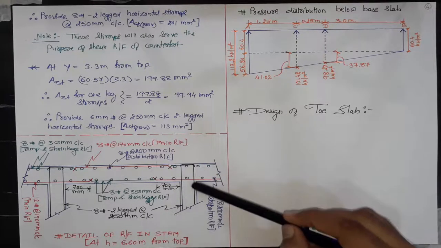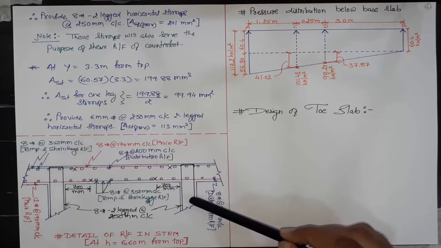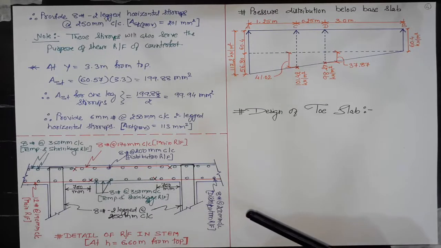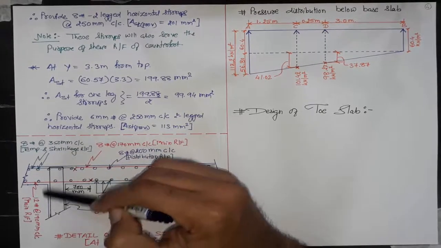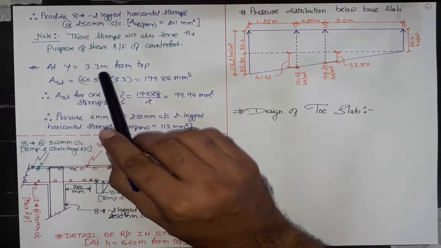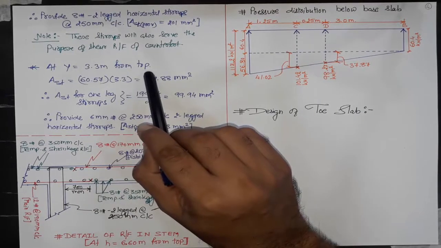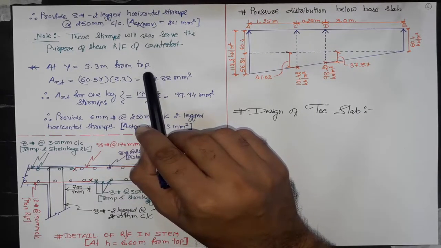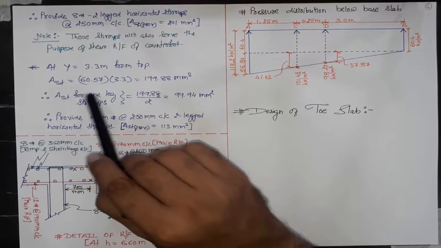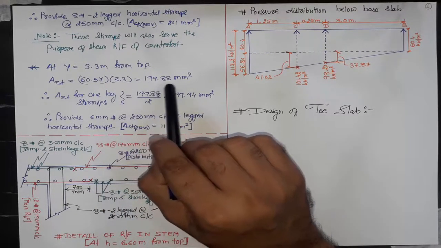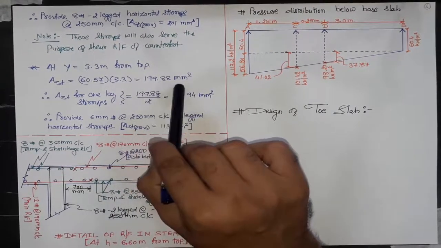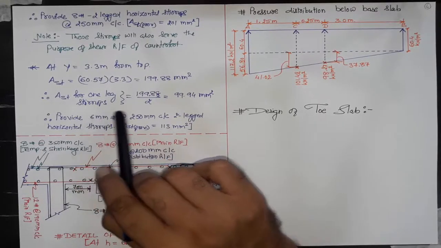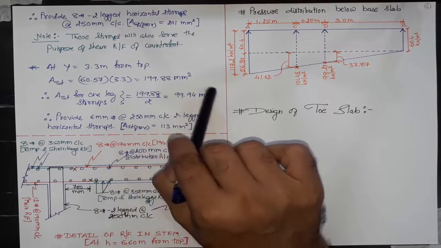Here this U-shaped clip will also serve the purpose of shear reinforcement in the counterfort, which we will calculate later on. In the same line, let's calculate the requirement of this U-clip at a height y equal to 3.3 meters from the top, that is the mid height of our stem slab. Ast required will be almost 200 mm square. This requirement is for 2-leg stirrups. Therefore, Ast for 1 leg will be almost 100 mm square.